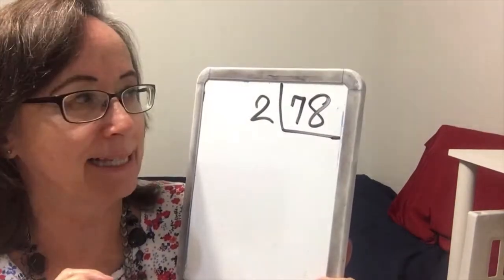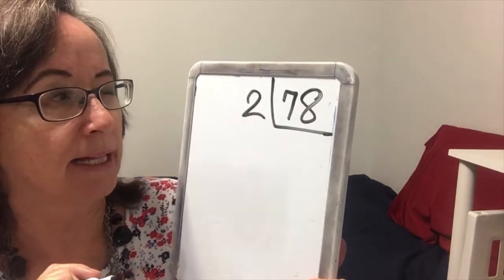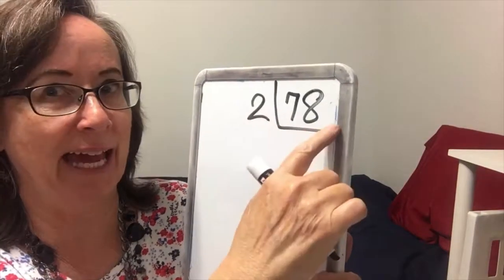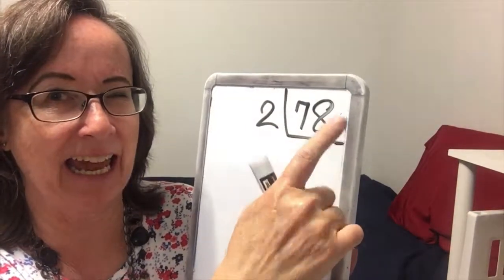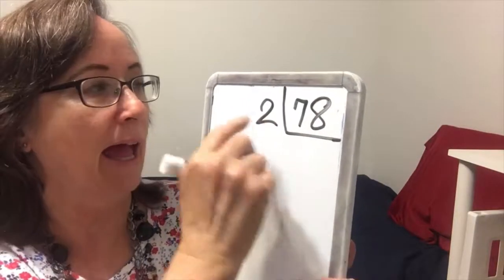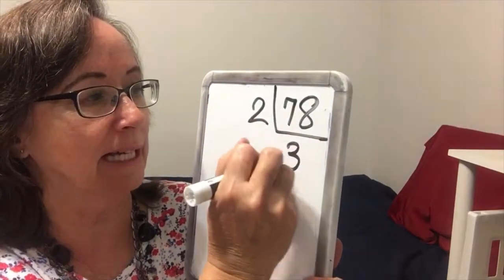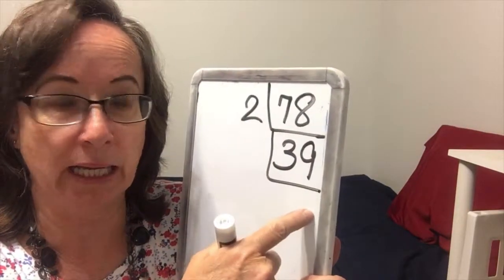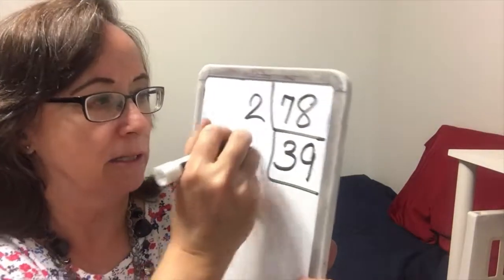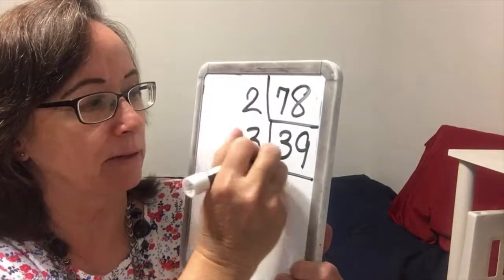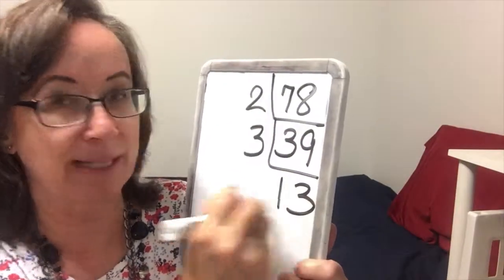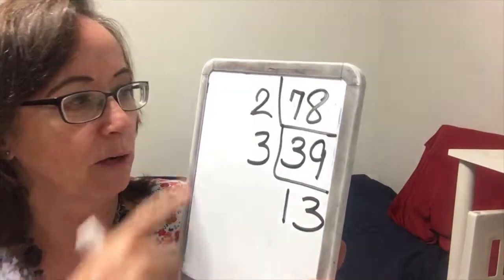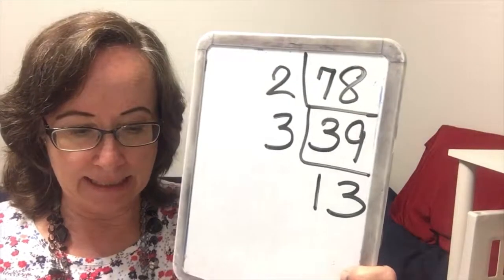Okay, and 78 divided by 2 is going to be 39, because if I added 2 to this, I'd get 80, and half of 80 is 40, so half of 38 is going to be 39. Okay, so then I can see that a 3 goes into 39. So I'm going to put in a 3, and 3 goes into 3 one time, 3 goes into 9 three times. I get 13 left. And 13 is a prime number, isn't it? So 2 times 3 times 13 is the number 78.